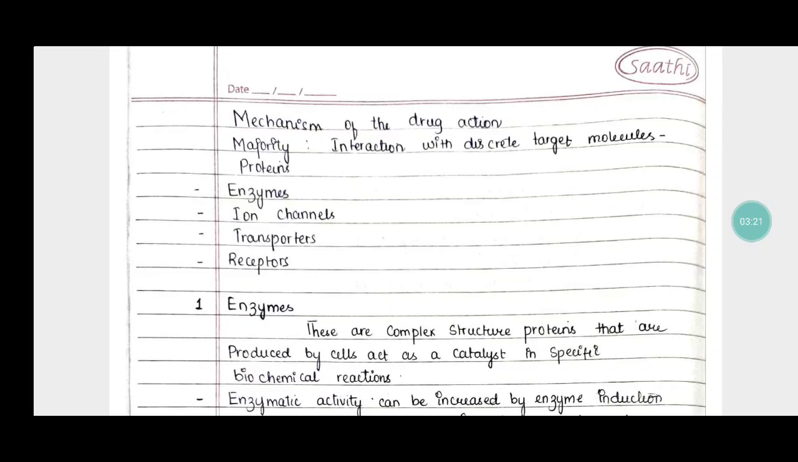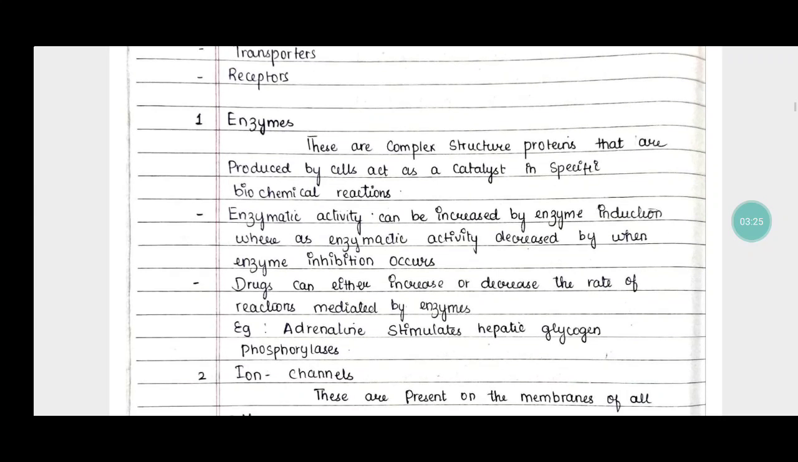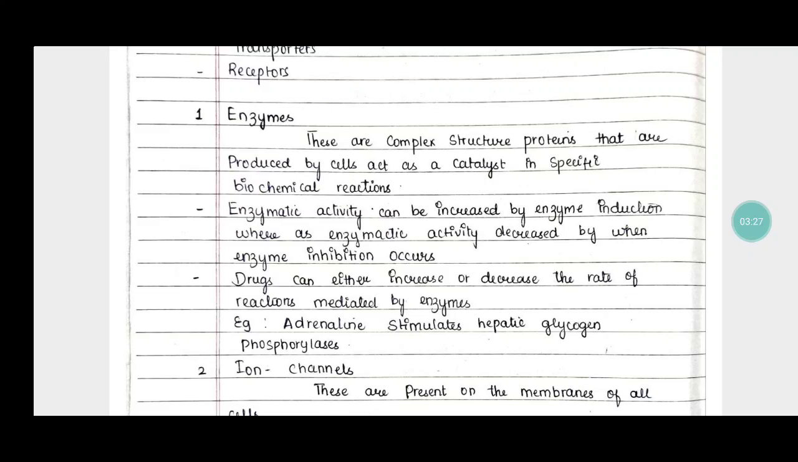where enzymes, ion channels, transporters and receptors are the mechanisms of drug action. The enzymes are complex structural proteins that are produced by the cells and act as catalysts in specific biochemical reactions. The drug can either increase or decrease the rate of reaction mediated by the enzyme, for example adrenaline stimulates hepatic glycogen phosphorylase.